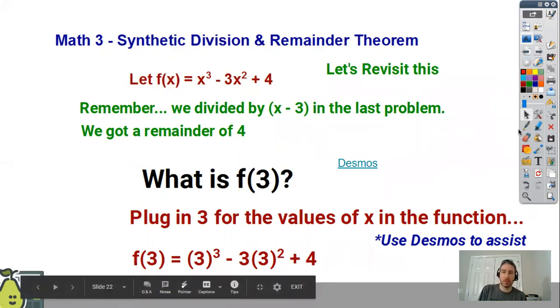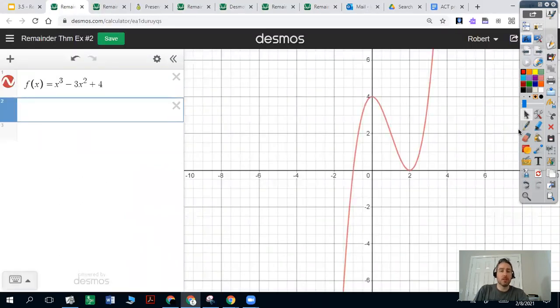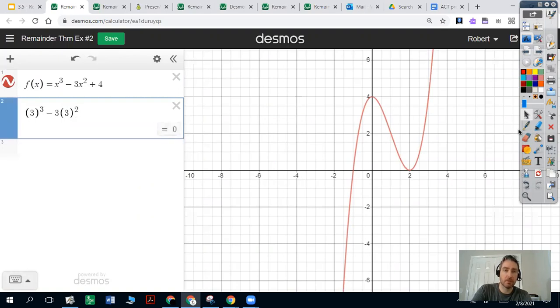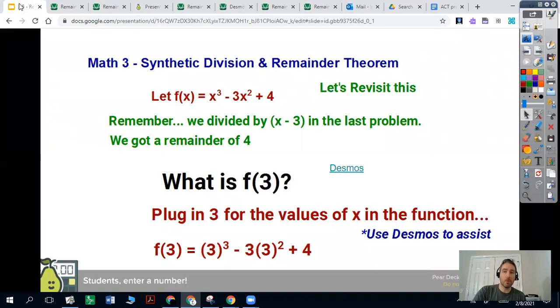Take a moment to put that in Desmos. You can type in 3 in parentheses to the third power minus 3 times parentheses 3 squared. And of course, that's 0. And if you add 4, you get 4. Since I have f of x titled for that function, you could also simply say f of 3, and you would get 4 in this case. So you get 4.